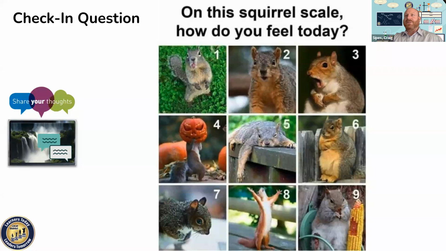All right, so then we'll do a countdown. I'll give you a couple more seconds and then we'll do a countdown. And how are you feeling on the squirrel scale? Ready? 3, 2, 1, hit enter.